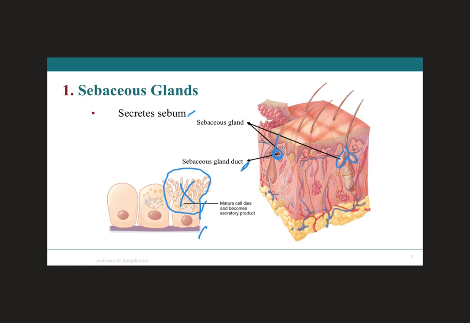A few sebaceous glands are not associated with hairs, and they're located in the lips, the eyelids, and the genitalia, and the products will be released directly onto the skin surface. But notice how in this example on the image, because the sebaceous gland is located in the dermis, the contents need to be secreted through the sebaceous gland duct, and from there, that's how it gets to the surface.